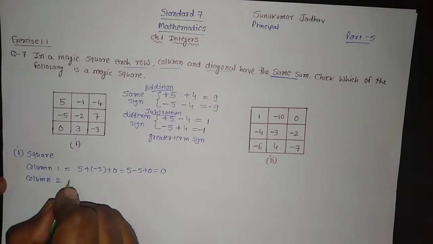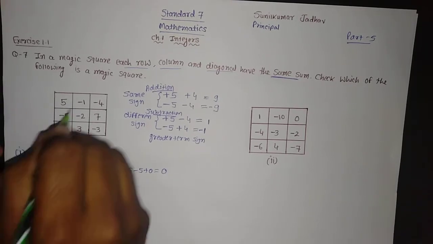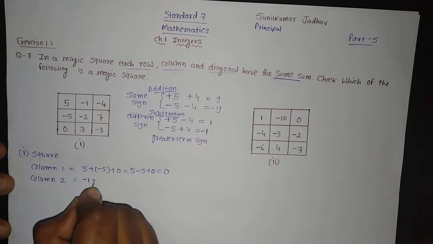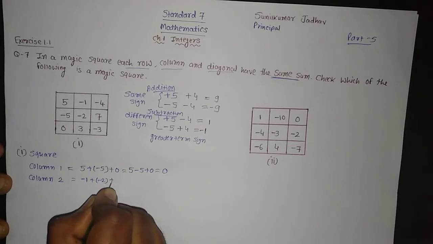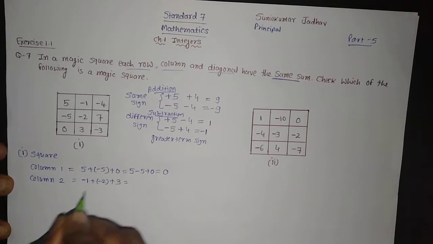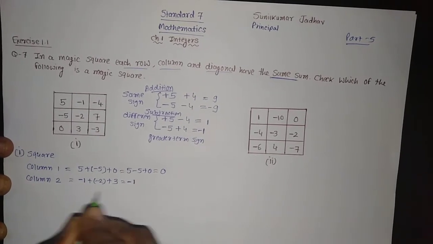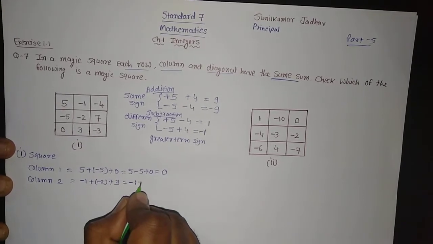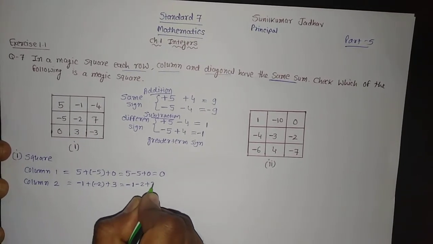This one. Let us go. Minus 1. This is minus 1 plus minus 2 plus this is 3. Minus 1. You can see plus minus will turn to minus 2 plus 3.